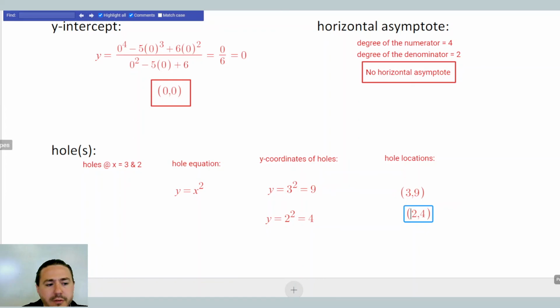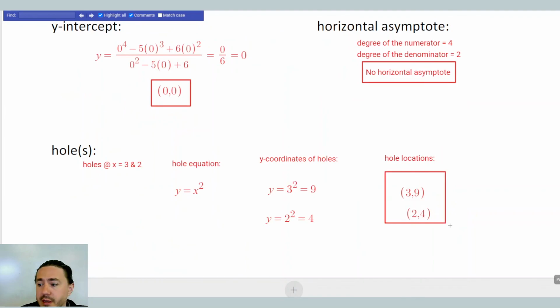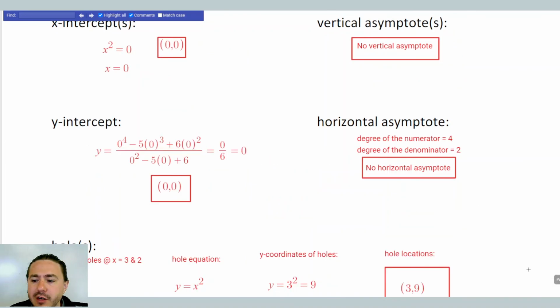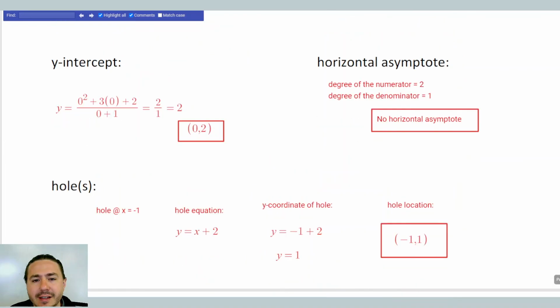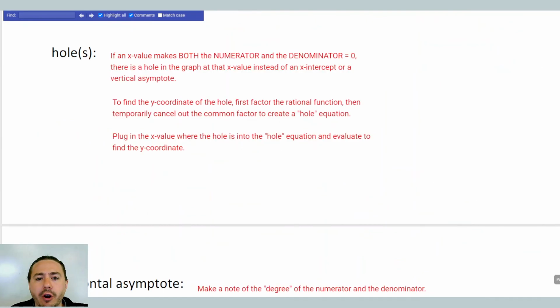And it really just depends on how many of these factors are common to both the numerator and the denominator. So that's pretty much it for today. Hope you all are getting a better idea of how to find all of these different characteristics. Next time, we are going to do kind of the same thing that we're doing today, except we're going to put all these on graphs.